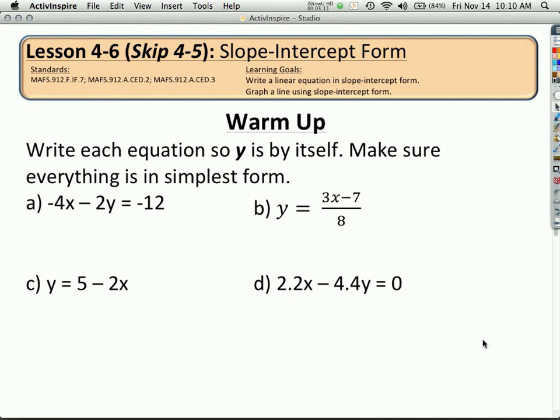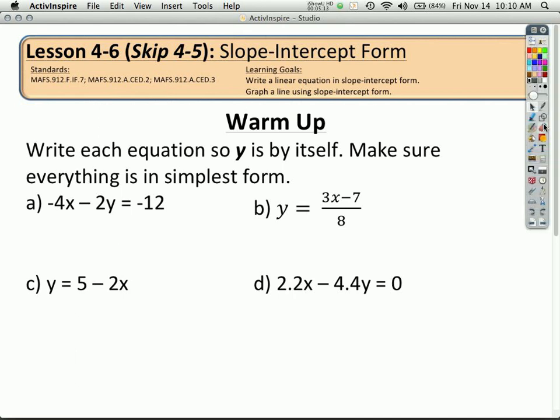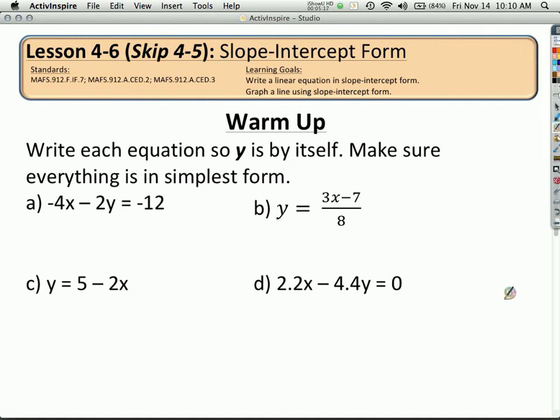Okay, so today's warm-up. Not really a review of the last lesson per se, but a review of an idea that you learned a while ago that is critical. Rewrite each equation so that y is by itself, and make sure that everything is in simplest form. By the end of today, we will actually have a name for what we are doing. But right now, we will just say get y by itself.